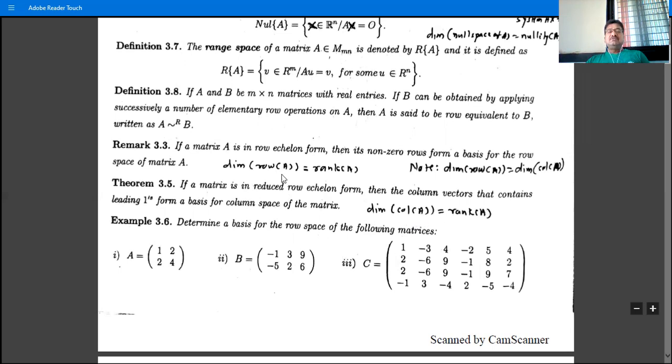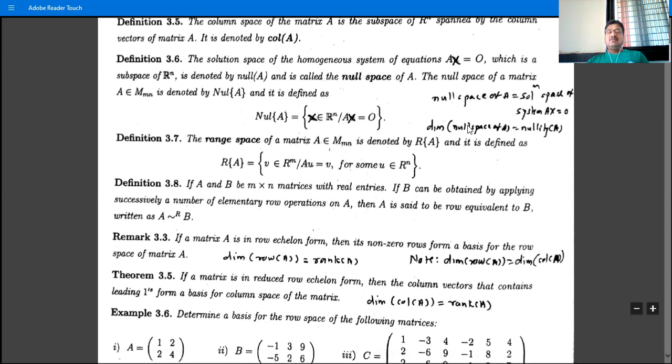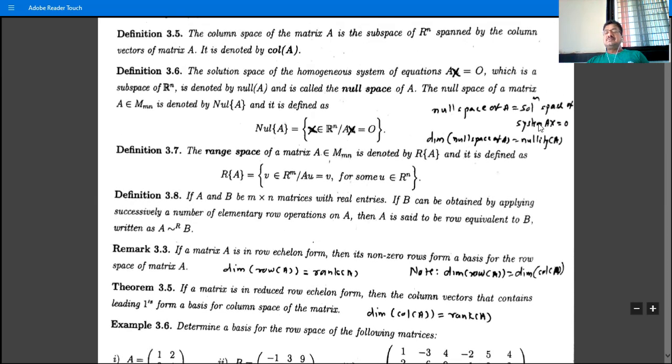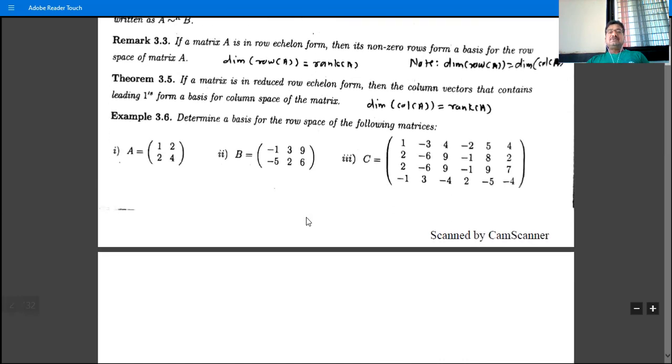So these two remarks and theorem 3.5 give the procedure to find the basis for the column space and row space, that is, to find the rank of the matrix. And the null space of A is the solution space of the system Ax = 0. So this remark gives how we can find the nullity of the matrix, or null space of the matrix. So we have to find the solution of the system Ax = 0. We will solve some examples to explain this.